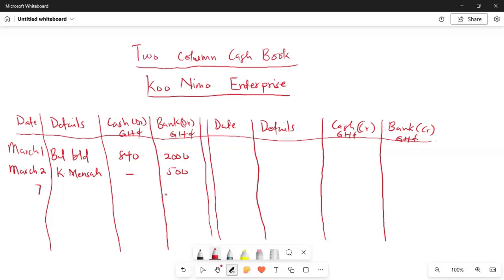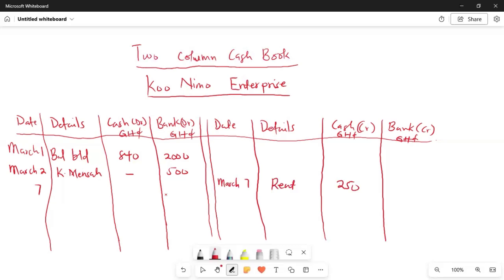So if cash is given, then we have to write the date here. March 7th. So we write rent. It was rent and cash. So rent here. Since cash is the one given, the amount is 250. So we credit cash.